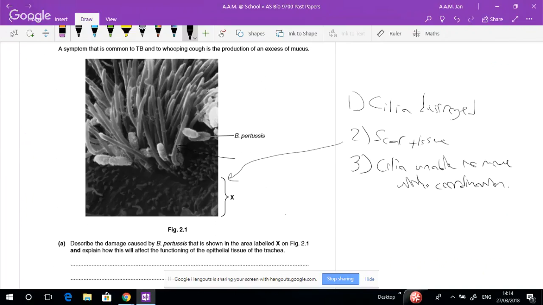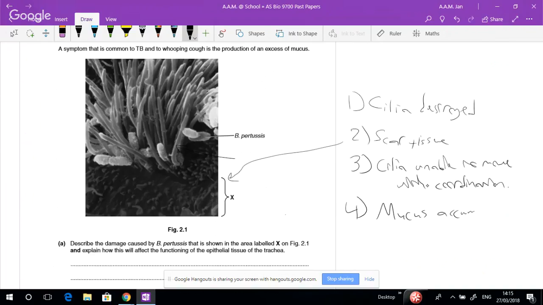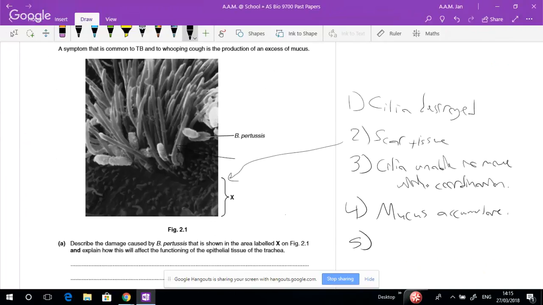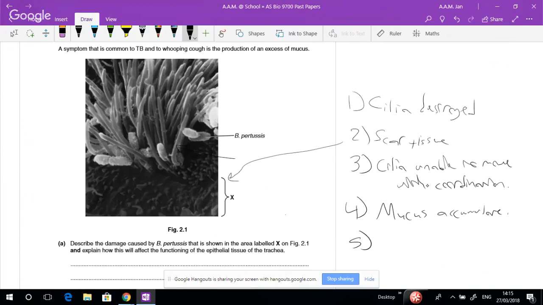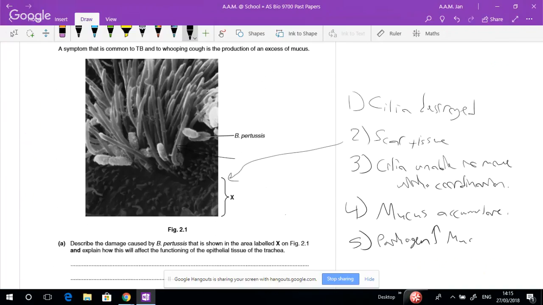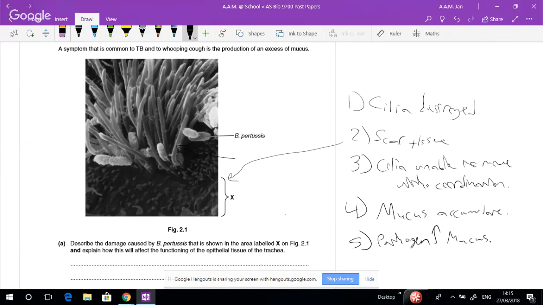And then the other points are that it lets the mucus accumulate, as you said. And the last point that you could make is that the bacteria is then trapped in the mucus and is able to accumulate in the airway. Yeah, so pathogen increases in mucus. Those are all the different points you could make on the question. But since it's just a 3-mark question, you don't need to hit all of these points. These are just the different things you could talk about.